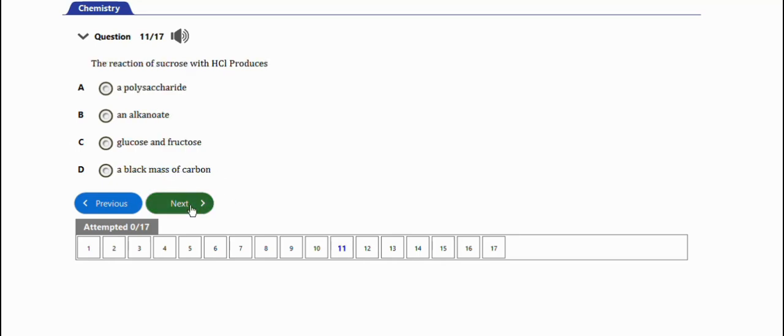The next question will be this one. It says the reaction of sucrose with hydrochloric acid produces, we have a polysaccharide, an alkanoate, glucose and fructose, a black mass of carbons. So the right answer is option C. So it produces glucose and fructose. Next question will be this one. It says glucose gives a brick red precipitate with Fehling's solution because it is a reducing sugar. Yeah, option A. That's it for this question.